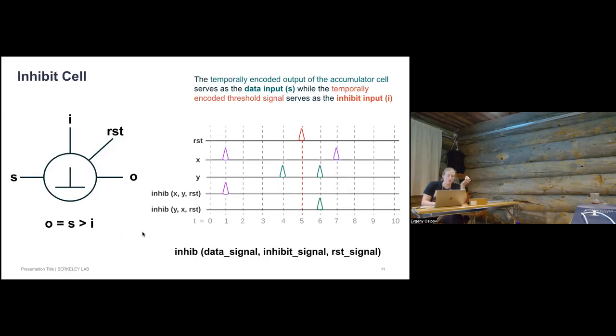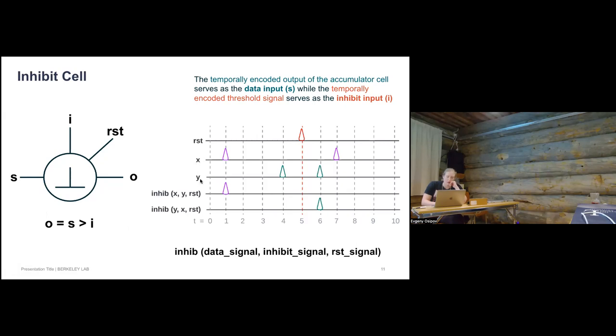A rather biological cell is this inhibit cell, where you have S and I, and I is inhibiting S. So in this case, if the data signal S arrives first, then it's allowed to pass through. But if I arrives, it will block all signals until you see reset.